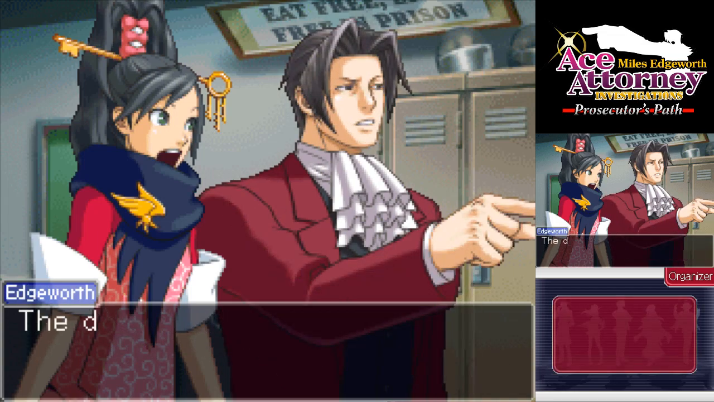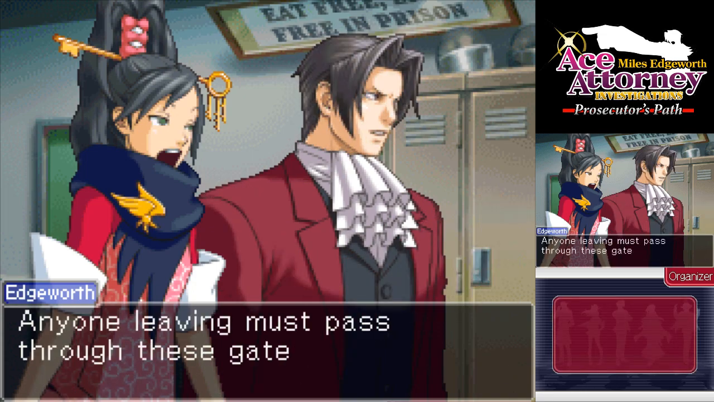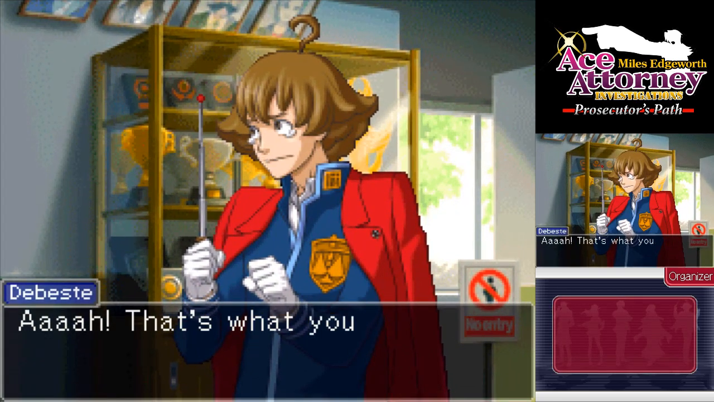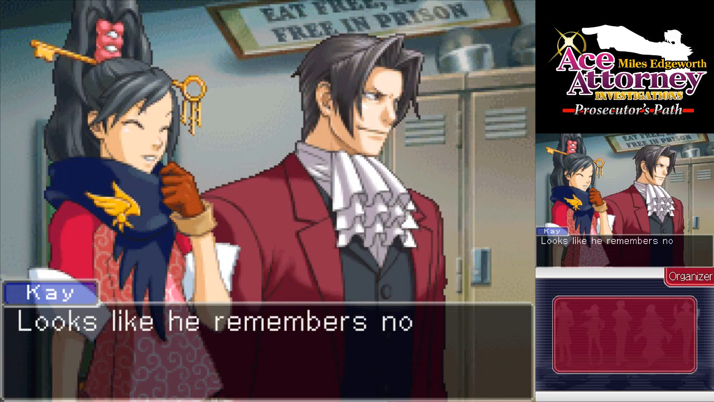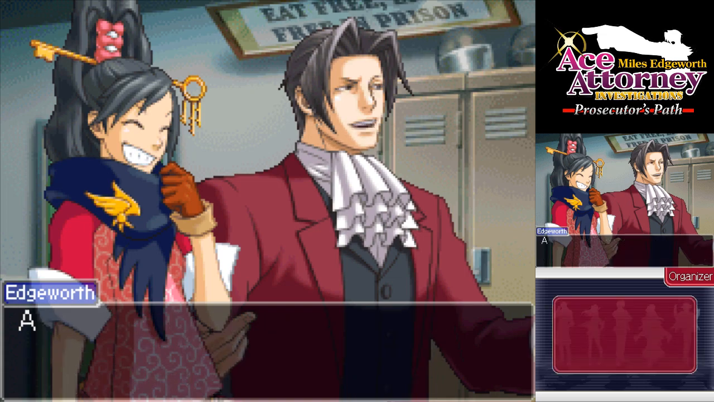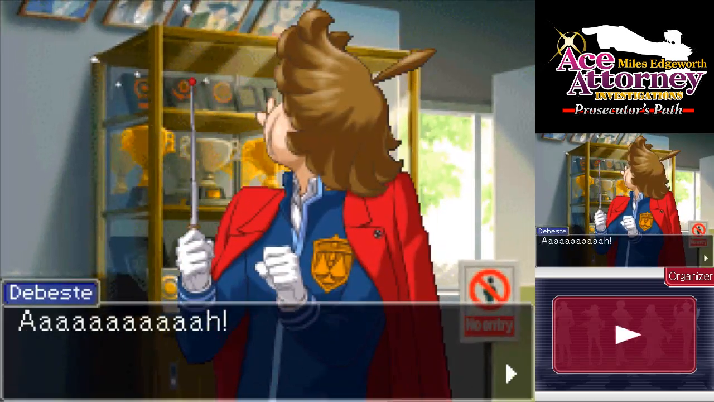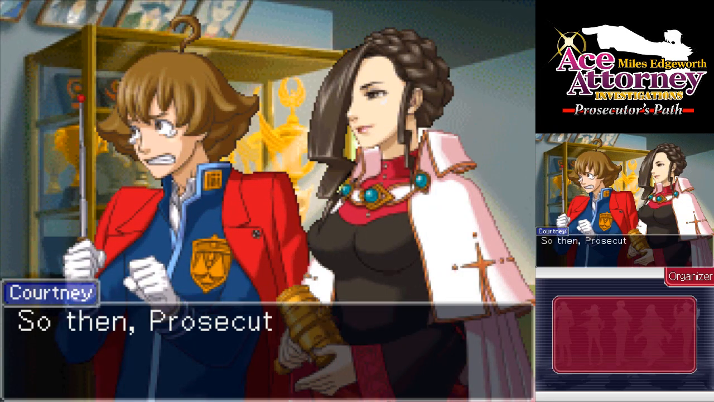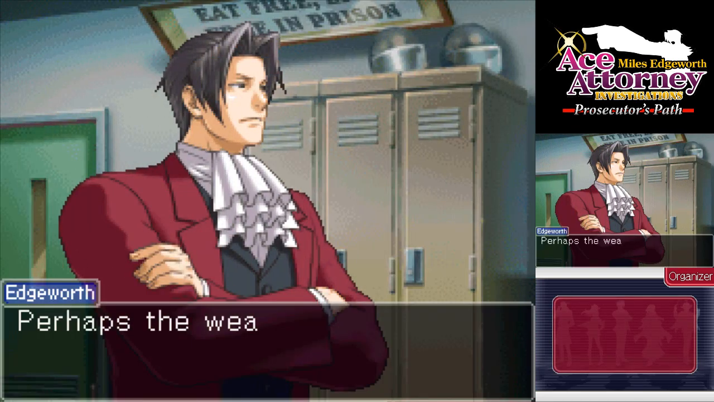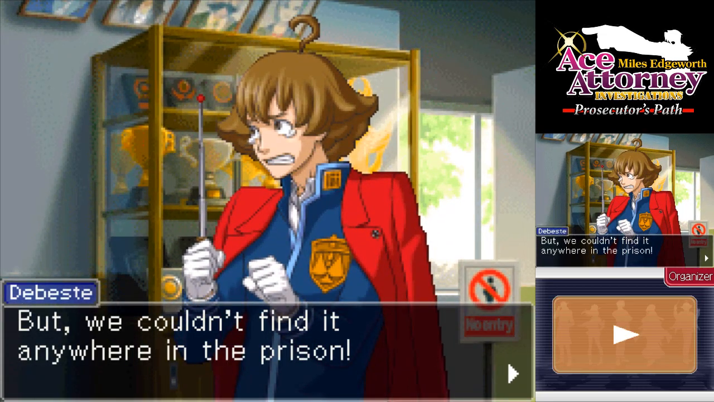It seems that way. The detention center and the prison are equipped with security gates. Anyone leaving must pass through these gates. Gates equipped with metal detectors. That's what you... Looks like he remembers now. Yes, there's no way someone could have brought the murder weapon through those gates. And so the criminal could not have taken it out of the prison either. So then, Prosecutor Edgeworth, do you know where this murder weapon went to? Perhaps the weapon is still inside the prison. But we couldn't find it anywhere in the prison!